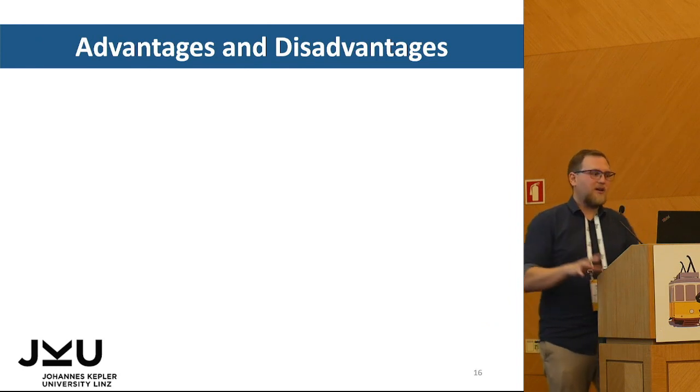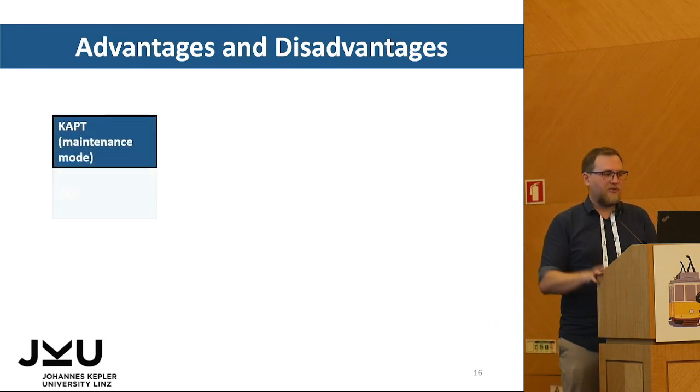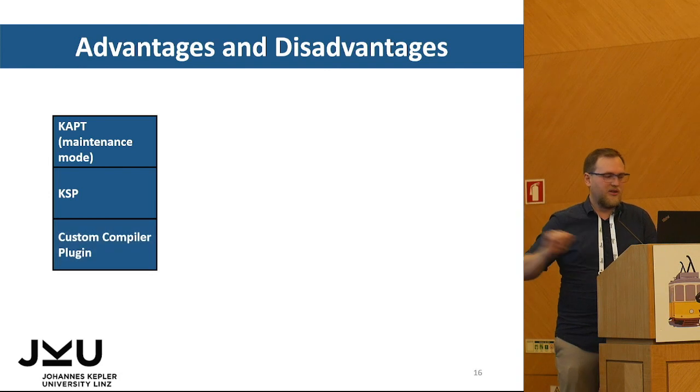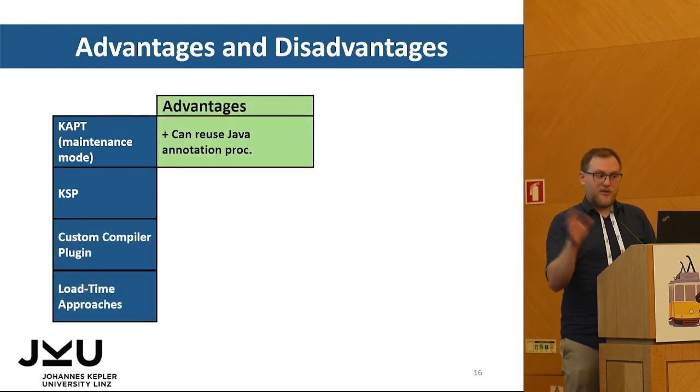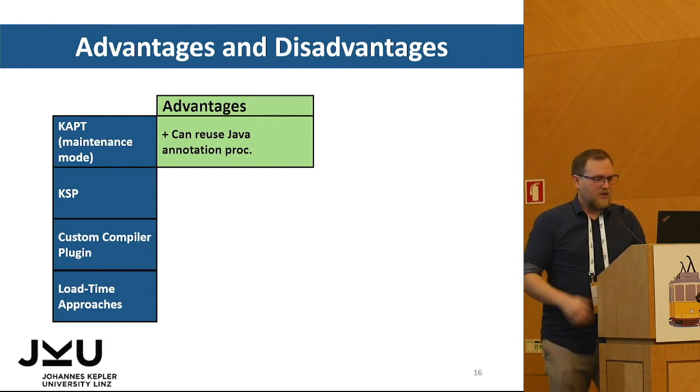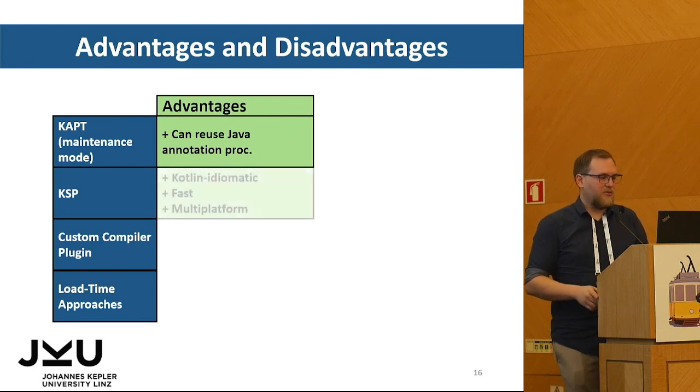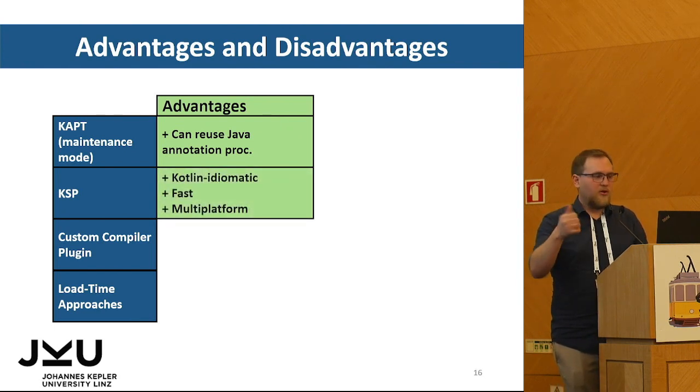So to summarize the advantages and disadvantages of the 4 different approaches, KAPT, KSP, custom compiler plugins, and load time approaches: KAPT has its advantages. You can reuse annotation processors that you have already written for Java. You can imagine KAPT as a wrapper around the original Java annotation processing tool. KSP is Kotlin idiomatic. That means it knows about Kotlin-specific things like initializer blocks, data classes, properties, and so on.